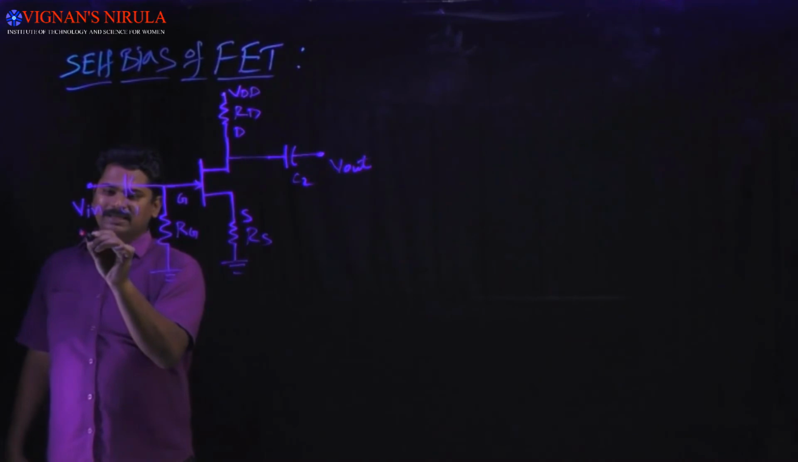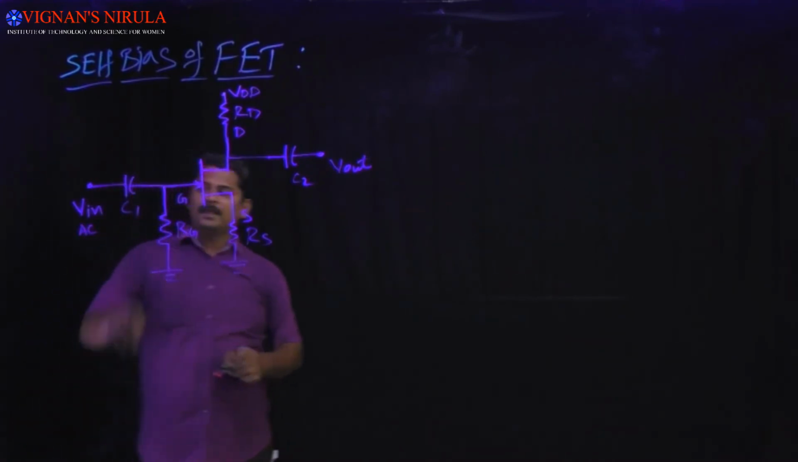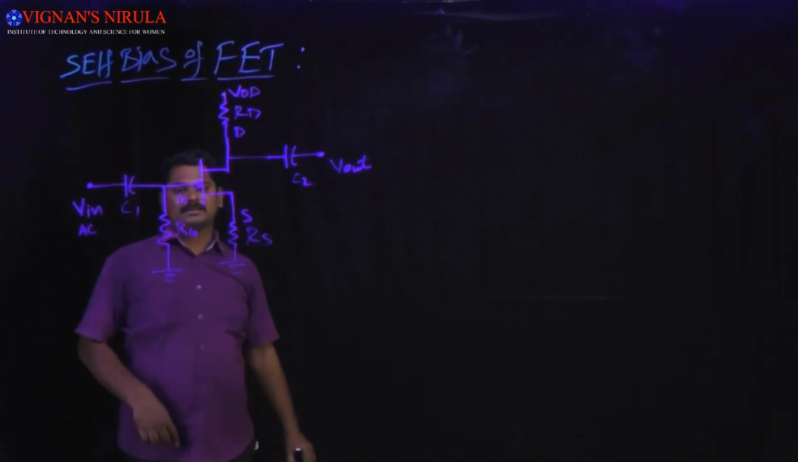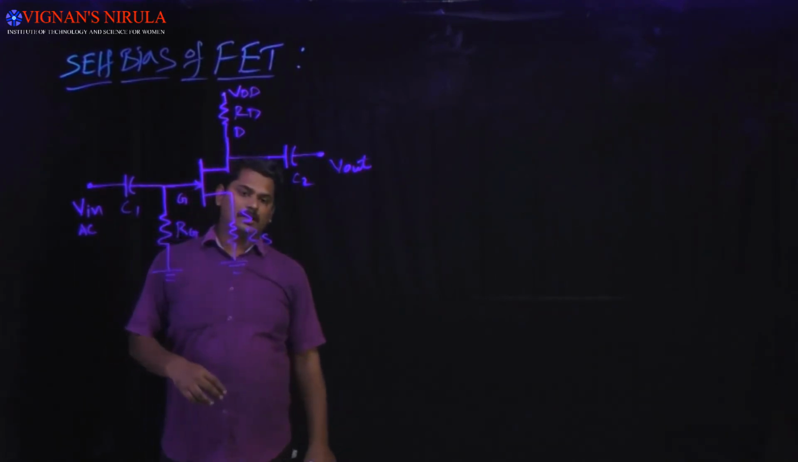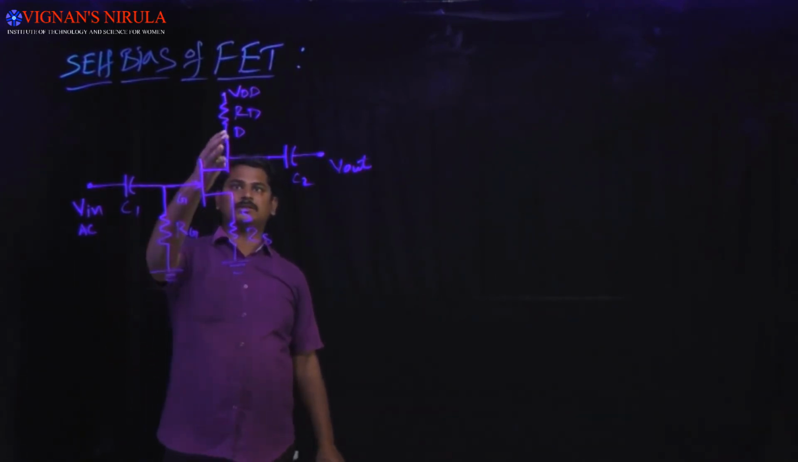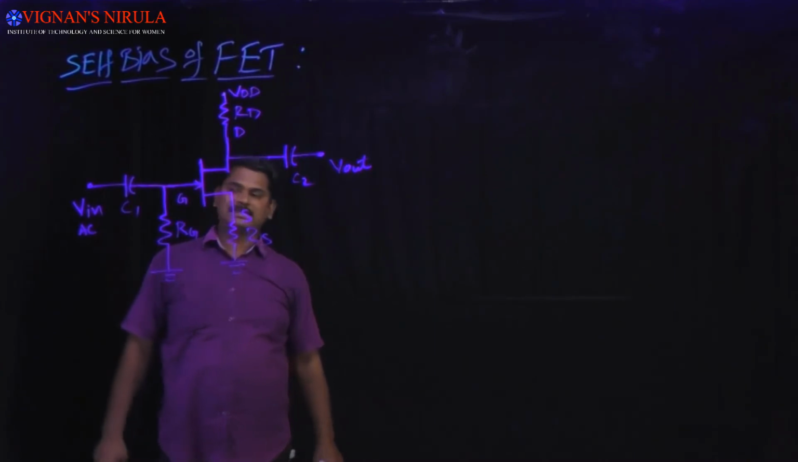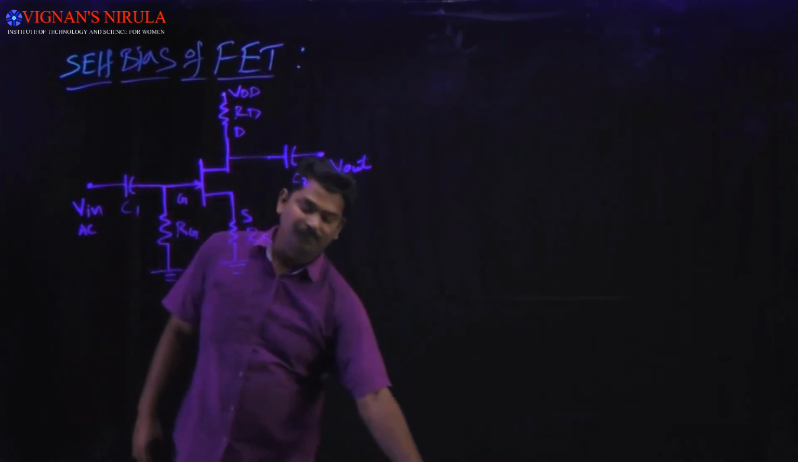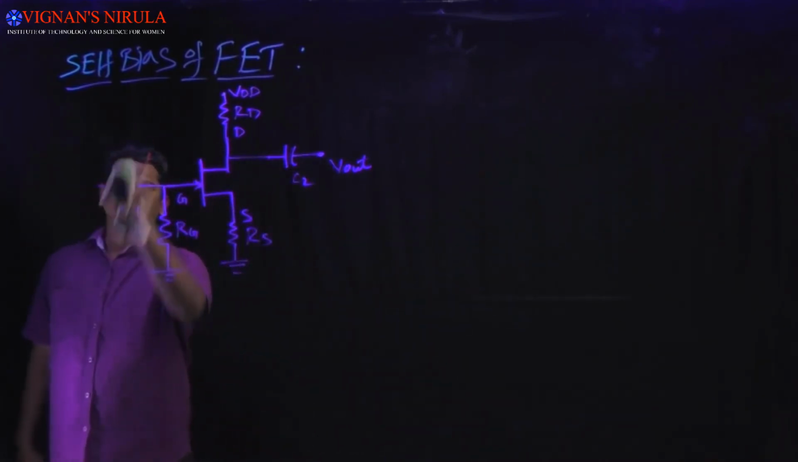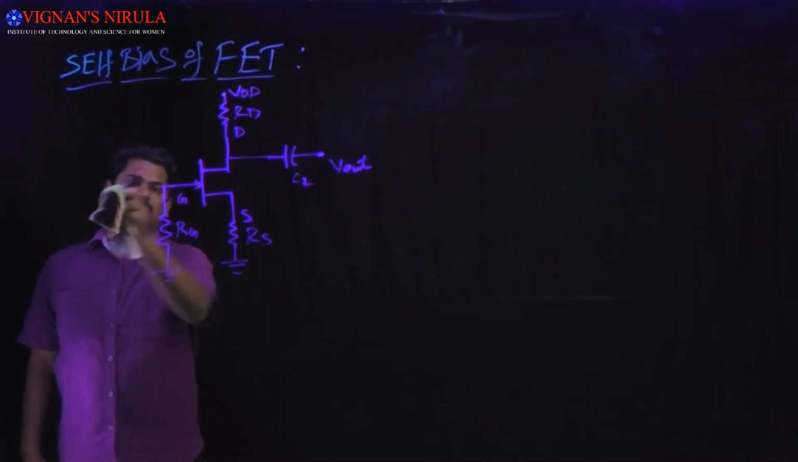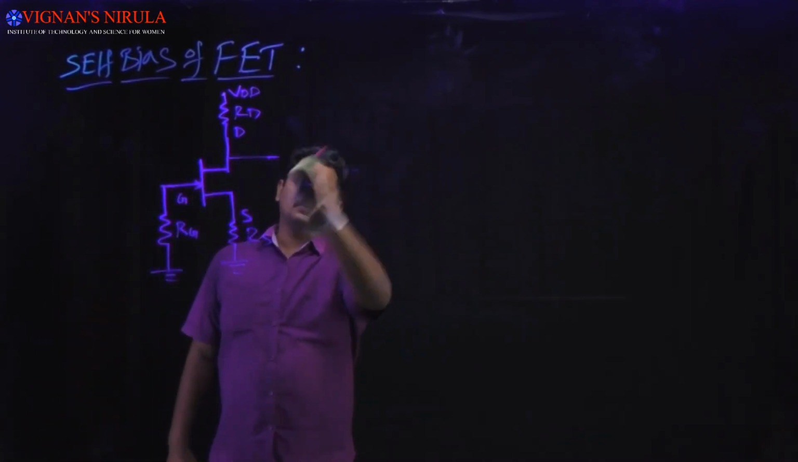Here Vin means AC signal, but C1 and C2 are coupling capacitors, and they will act as open circuits when we are considering the DC analysis. So that's why we can remove these capacitors here, and with these capacitors we can remove the input and output also.